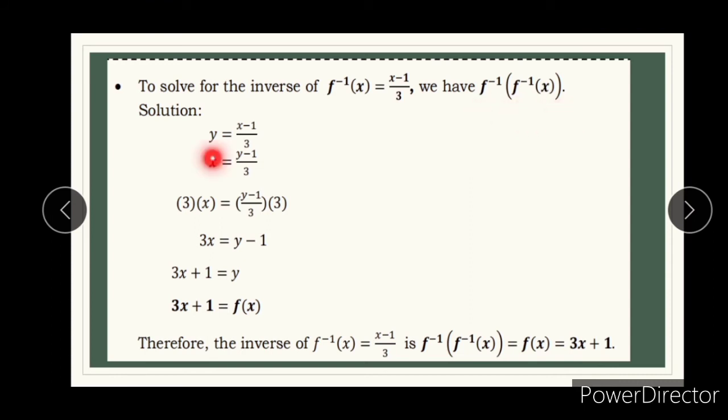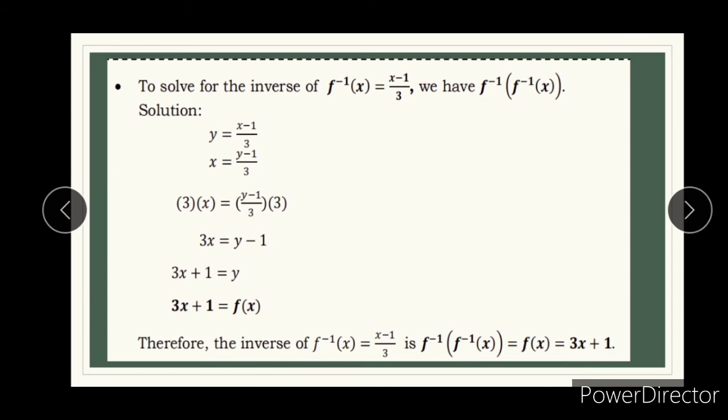Solution. First, write the function in the form y is equal to f of x. So we have y is equal to x minus 1 all over 3. Second, interchange the x and y variables. So we have x is equal to y minus 1 all over 3. And then, we have to multiply both sides by positive 3. So we have 3x is equal to y minus 1.